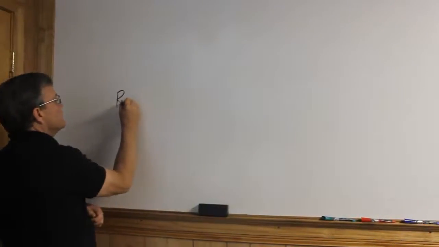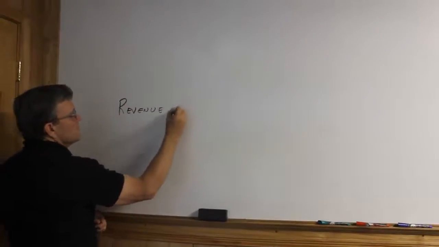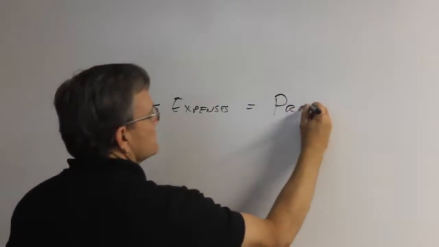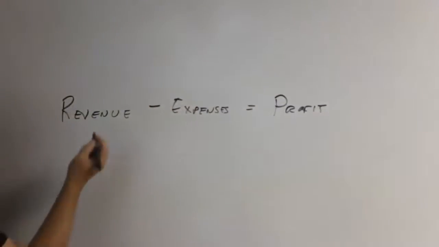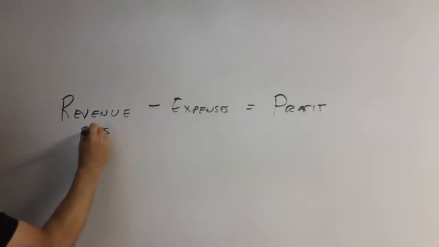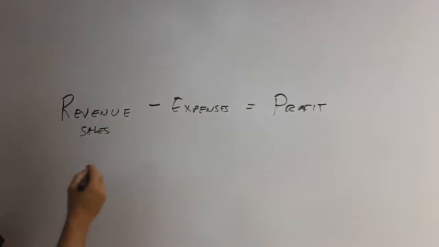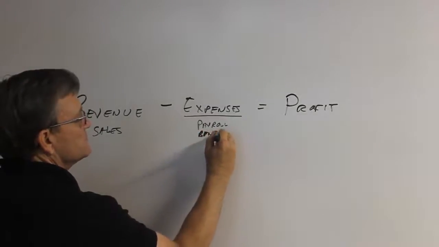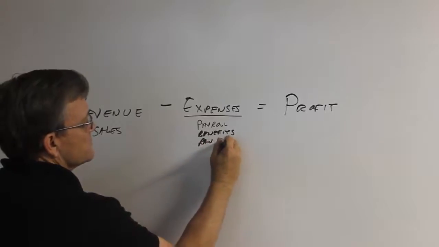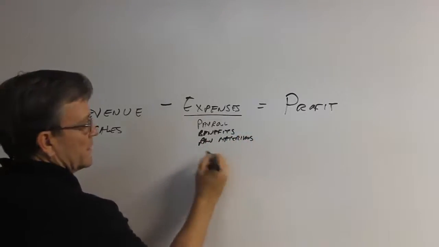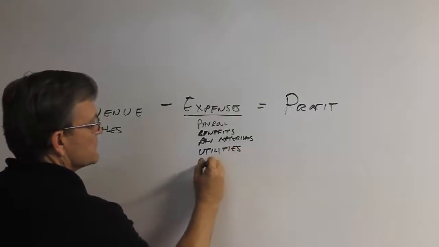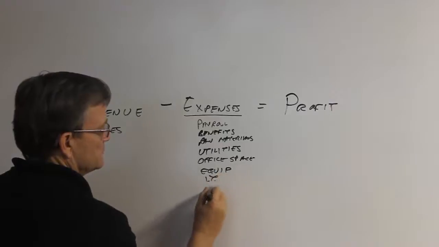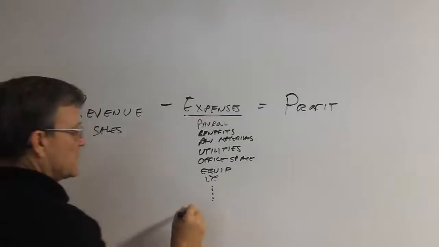We start with the basic business equation. Revenue minus expenses equals profit. So revenue, this is normally going to be sales. How much stuff your salespeople are selling for you. Expenses, this is payroll. It's benefits plan. It's raw materials. It's utilities, office space, equipment, IT, legal, and so on.